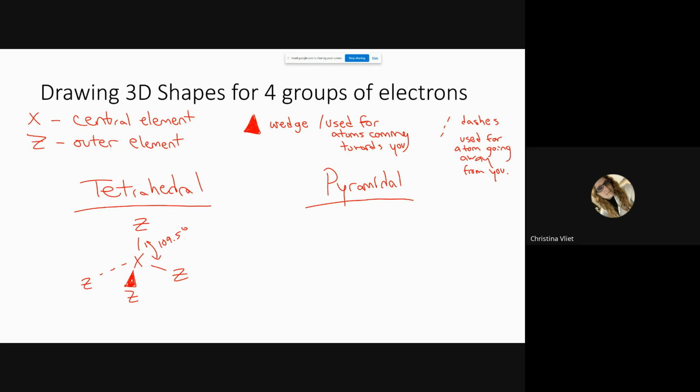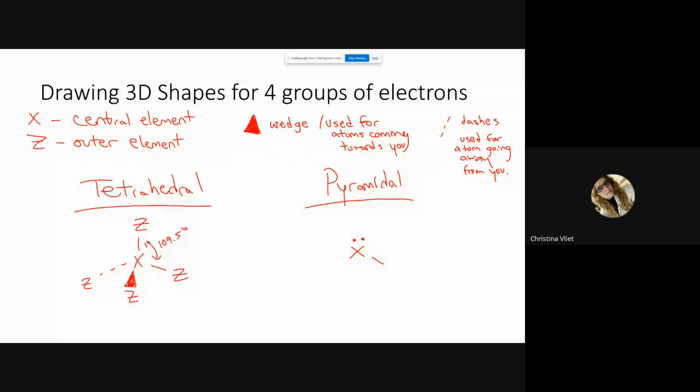The good news, if you remember tetrahedral, pyramidal is actually very similar. You just take the top part off. So like that top Z atom, you basically just take it off. Take the top part off, replace it with a pair of electrons, and that's pyramidal. So now it would be X. Instead of the Z on the top, you do a pair of electrons. And then everything else is organized exactly the same.